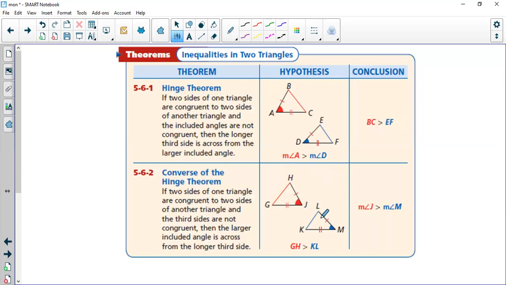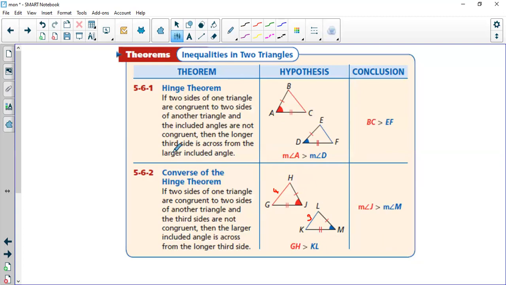So here they have given HJ is equal to LM, GJ is equal to KM, and they said this is not equal to this. So say for example, this could be a 4 and this could be a 3. So if you have this, the greater length represents the greater angle, which means angle J is greater than angle M. It's easy. These are not at all too difficult theorems.